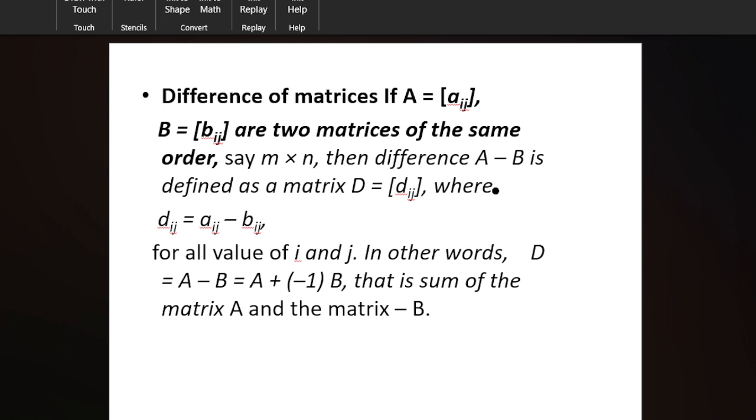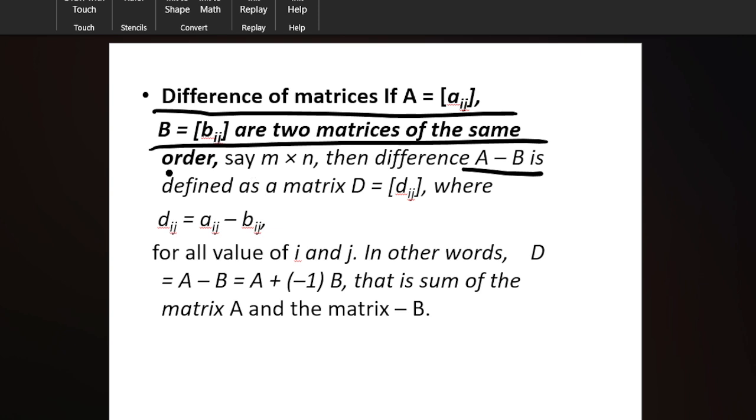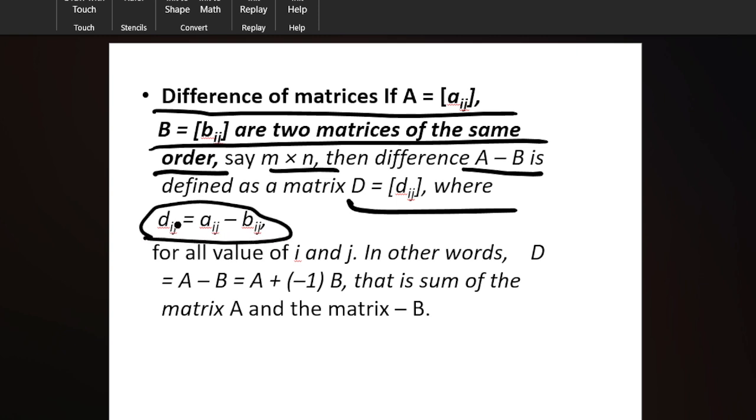Next, difference works the same way. We can find A minus B by subtracting their corresponding elements, and this can be done only if A and B are of the same order. The difference of two matrices [aij] and [bij] can be done if they are of the same order, m by n. So we get a new matrix D equal to A minus B, also of the same order. The element dij is obtained by aij minus bij. So we subtract the corresponding elements.